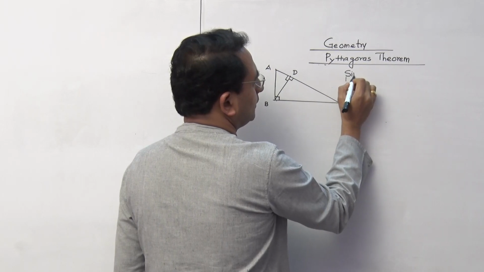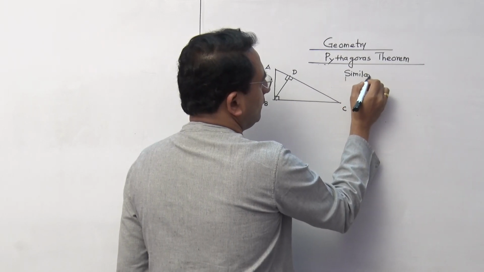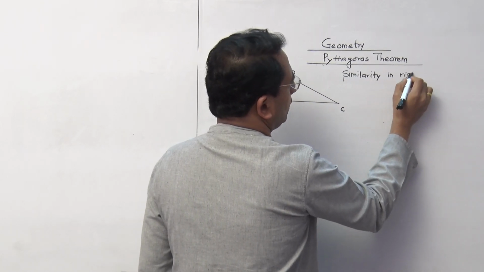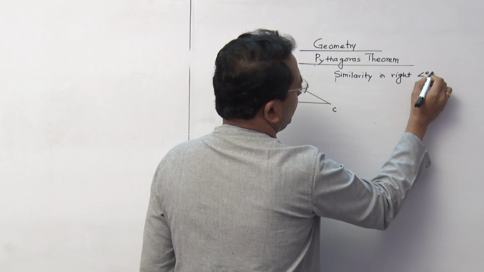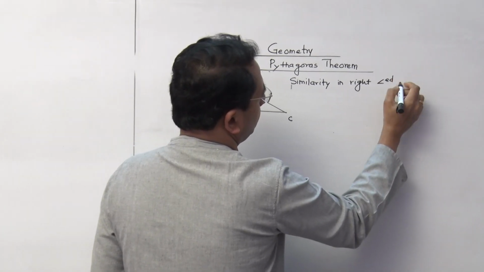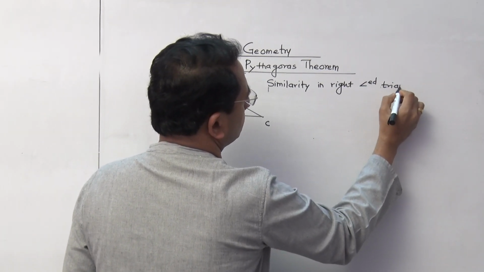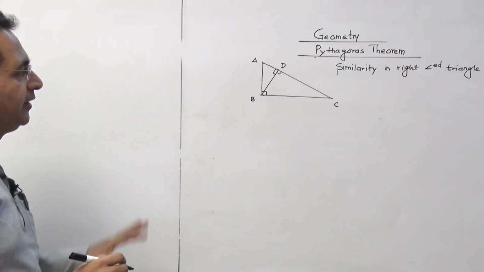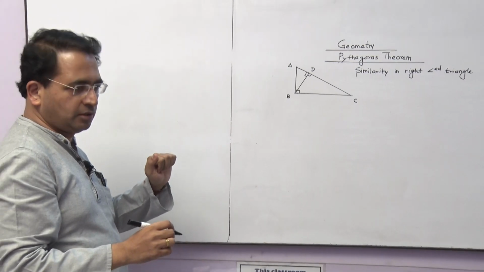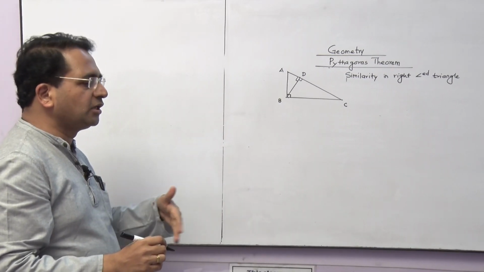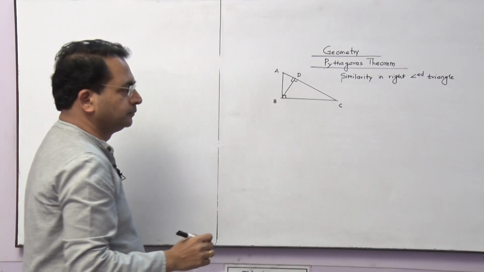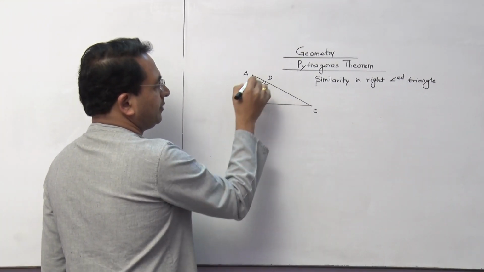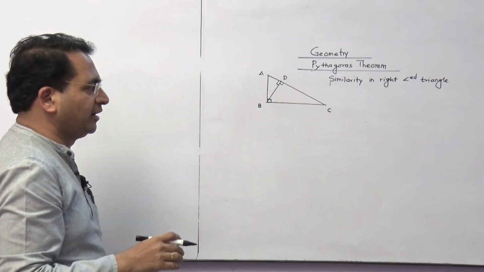So the first property what we have to write here is similarity in right angled triangle. Similarity in right angled triangle. Now what it means for you? There will be 3 triangles which are formed, which you have to prove similar to the original. These triangles are similar to each other, at the same time they are similar to the original triangle.